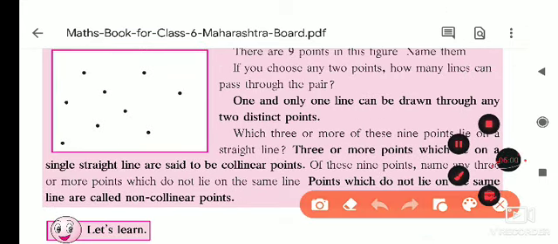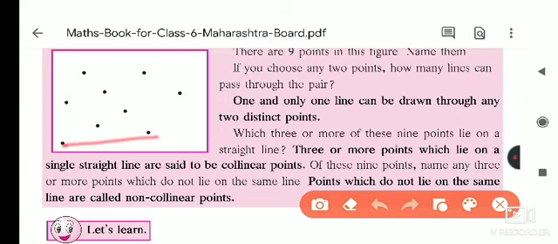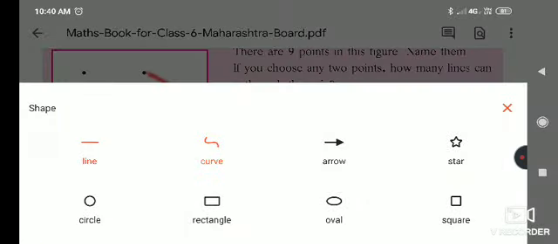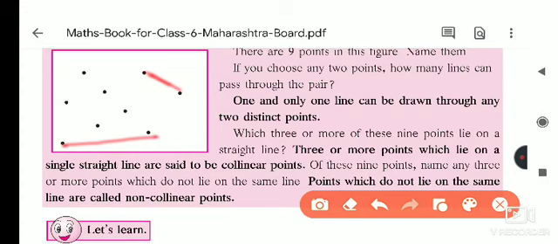See here, if we take these 2 points, then we can draw only one line passing through these 2 points. If you take these 2 points, then only one line can pass through them. So what we said is, see here, if we start from here, it ends here. If we start from here, it ends till here. Means only and only one line can pass through any two distinct points.